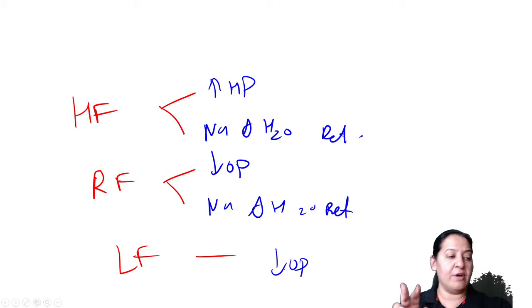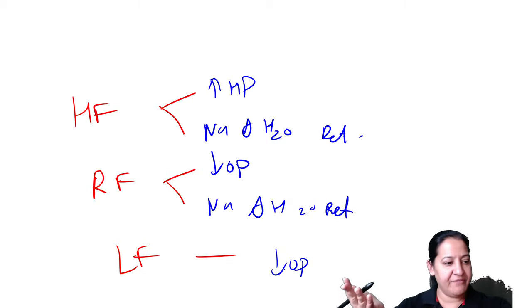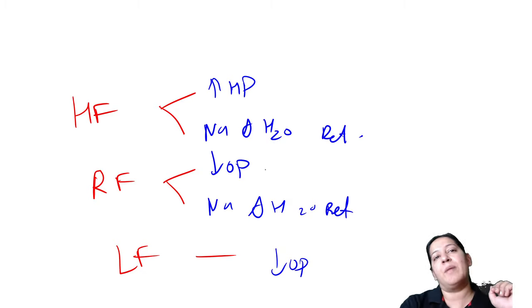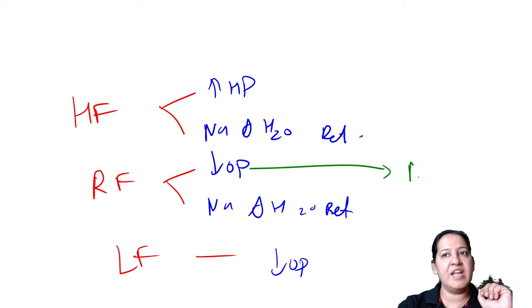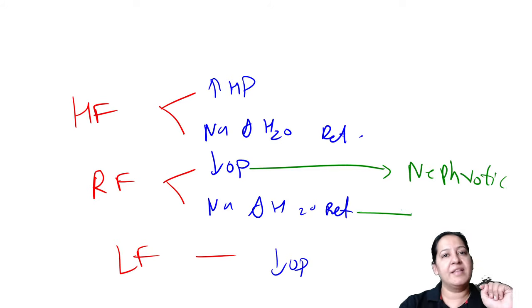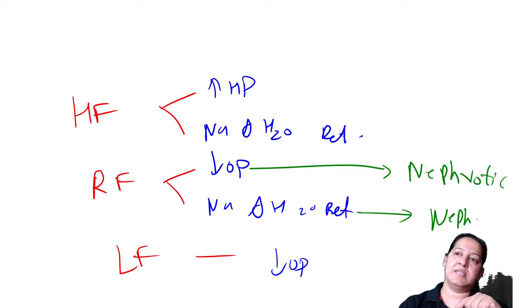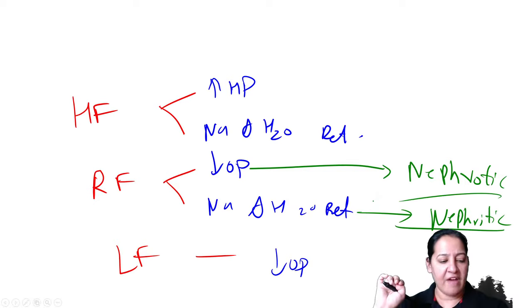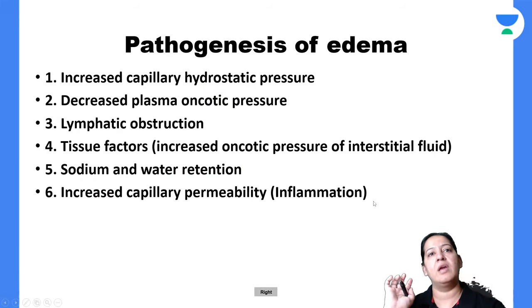Now, renal failure is of two types. I will give you the detail ahead. I will tell you again: nephritic syndrome and nephrotic syndrome. So, this is the cause of edema in nephrotic syndrome, decreased osmotic pressure. And this is the cause of edema in nephritic syndrome. I will explain in detail, but listen to the basics once. Have you got it? Should I proceed ahead? Okay. So, we are done.